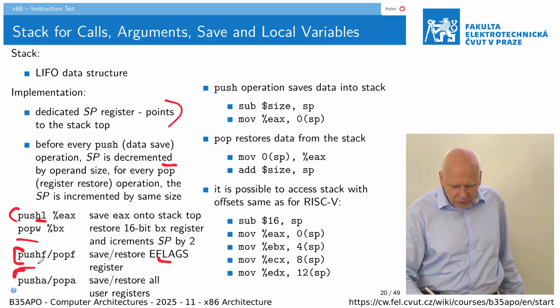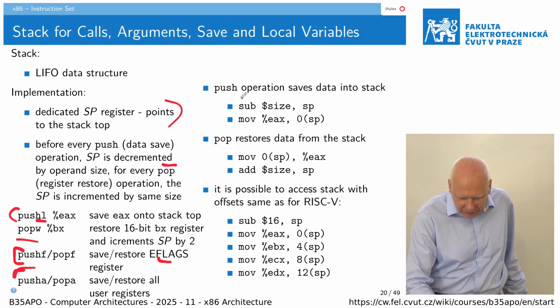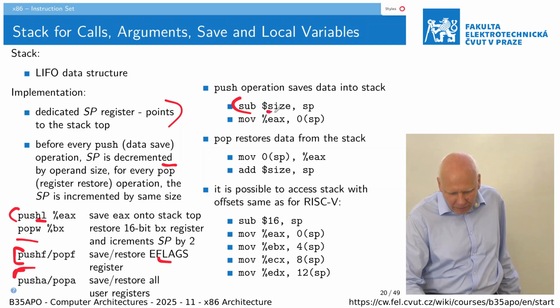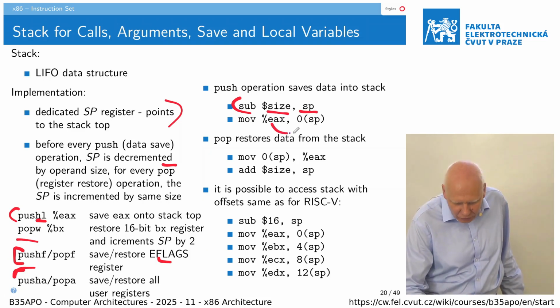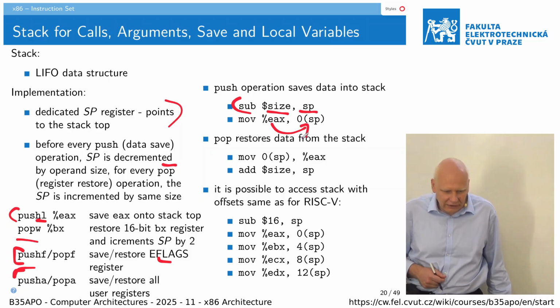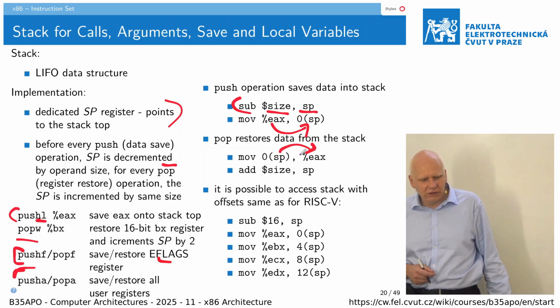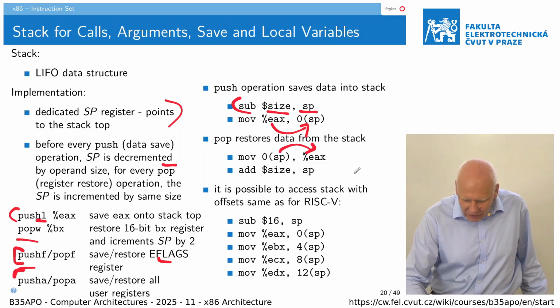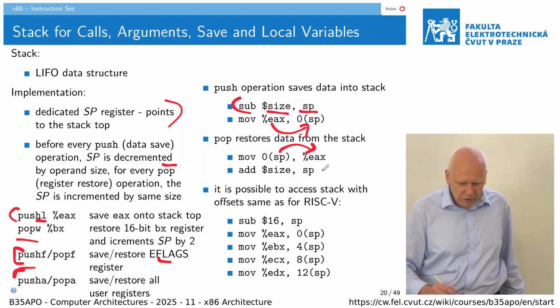If you want to push some data to the stack, then the push operation is in fact equivalent to subtraction of the stack pointer by the size of the operand, and then moving, for example in this case, RAX to that address. On the other hand, if we want to do a pop, then we load the data from the stack top and then advance the stack, incrementing it by the size of the operand.